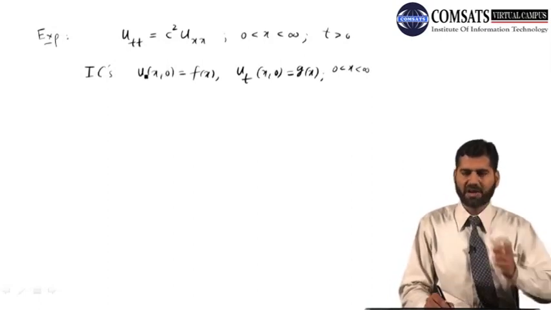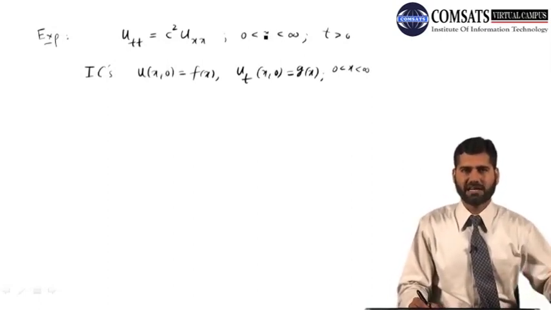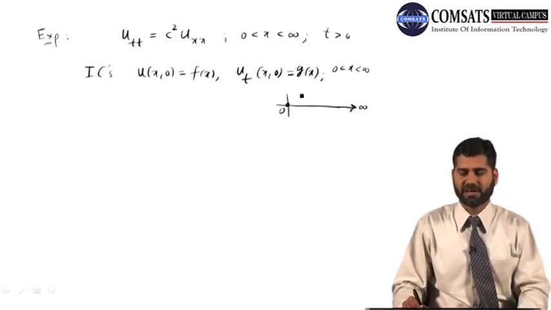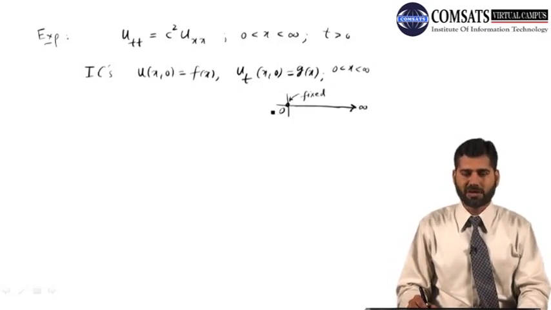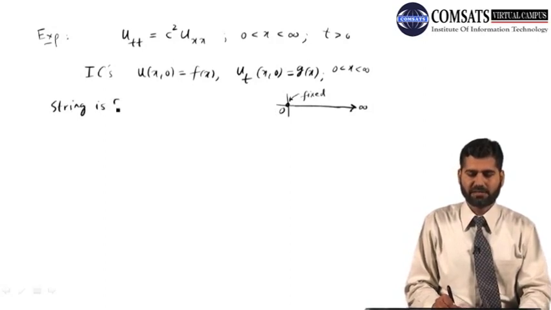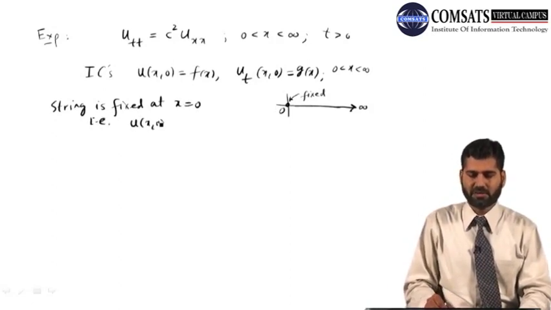And now at x is equal to 0, it's not an infinite boundary, it's a finite boundary. So we can assume that at 0 your string is fixed. It goes till infinity, right? So let's say at x equal to 0, your string is fixed. Now because u(0,t) is mentioned, string is fixed at x is equal to 0. That is, u(x,t) at x is equal to 0 is equal to 0.